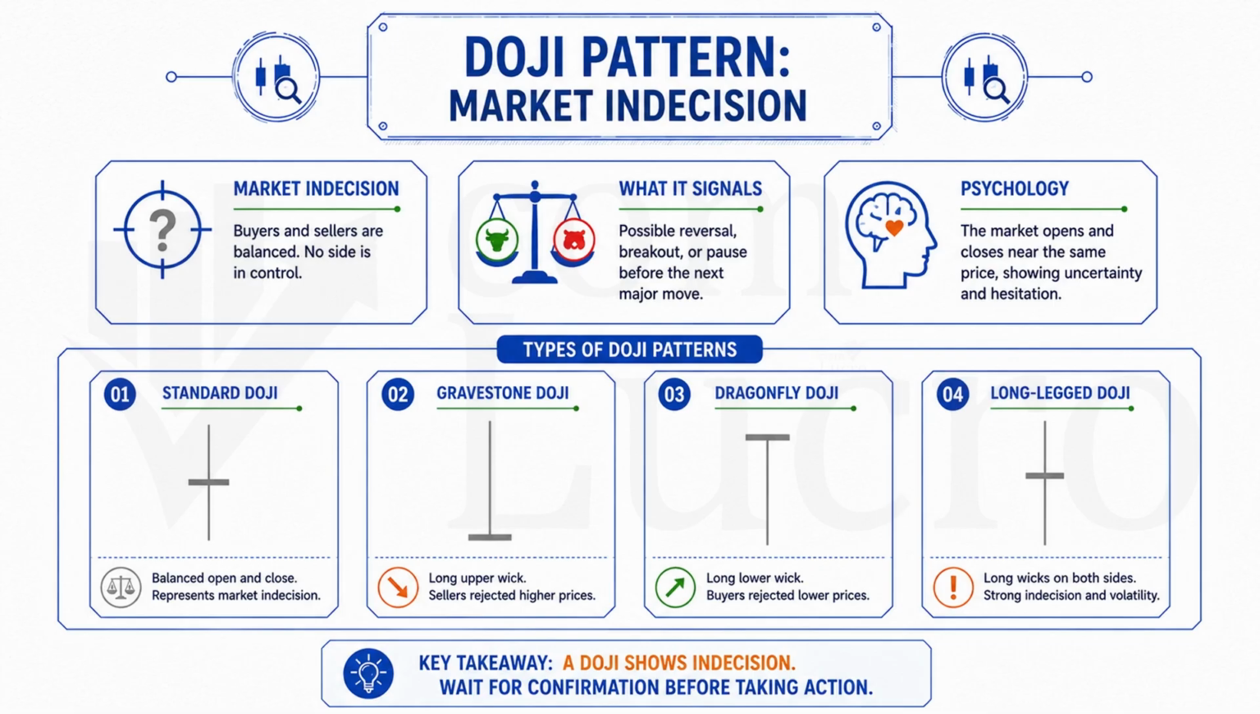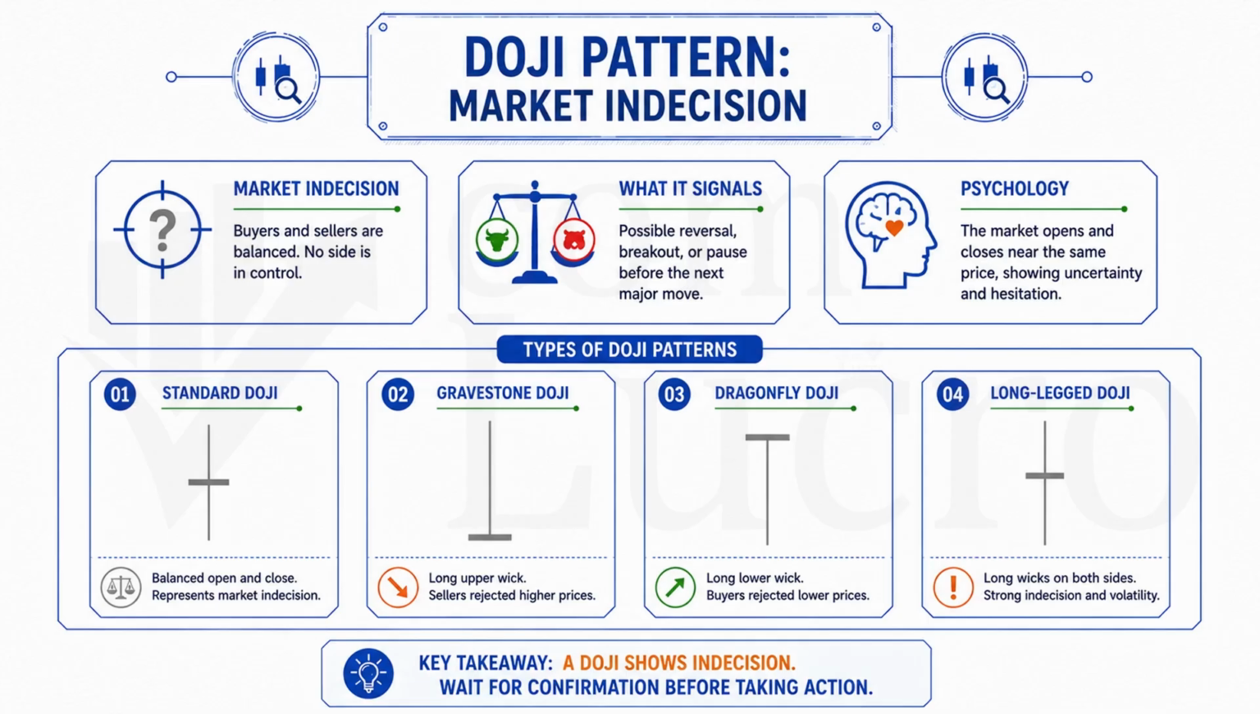Then there's the dragonfly doji, with a long lower wick and little to no upper wick. It appears when sellers drive price down, but buyers regain control and push it back near the open. This one is often seen as a bullish reversal signal, particularly after a downtrend.